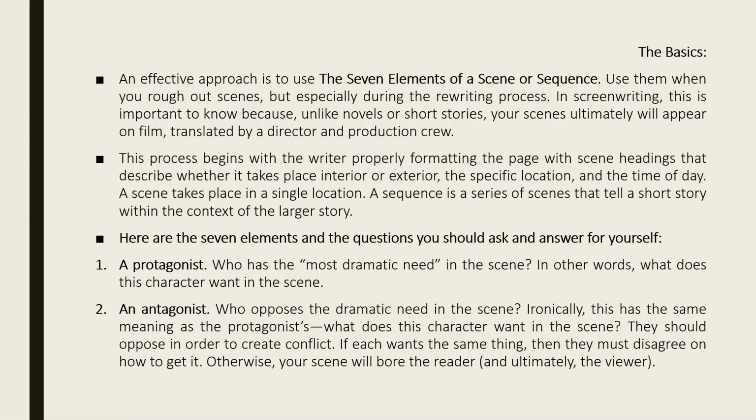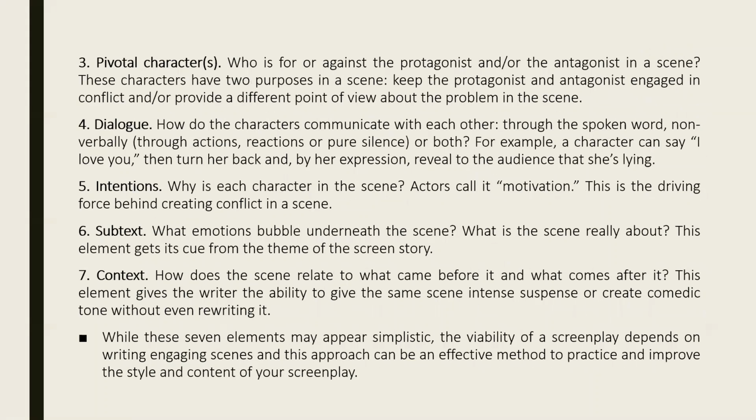So the first one is the protagonist, the second one is the antagonist. The third element is what I call the pivotal characters. These are the important characters. They are not the protagonist and antagonist, but they are the ones who would stand for or against these characters in a scene. These characters have two purposes in a scene: keep the protagonist and antagonist engaged in a conflict, or provide a different point of view about the problem in the scene.